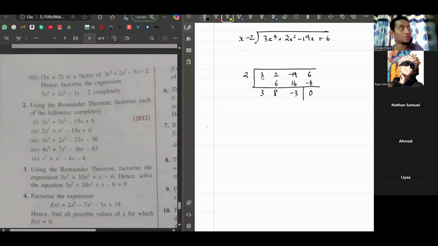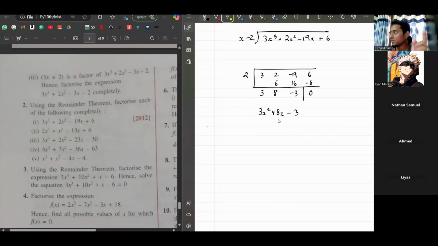So remember, your first step is to just write this 3 itself down. Then you multiply 3 into 2, 6. Then add these two. Then 8 into 2, 16. Then add those two, multiply. This is synthetic division. Now, these are the coefficients. So 3 stands for 3x square. Plus 8 is for the x, and the minus 3 is the number term.